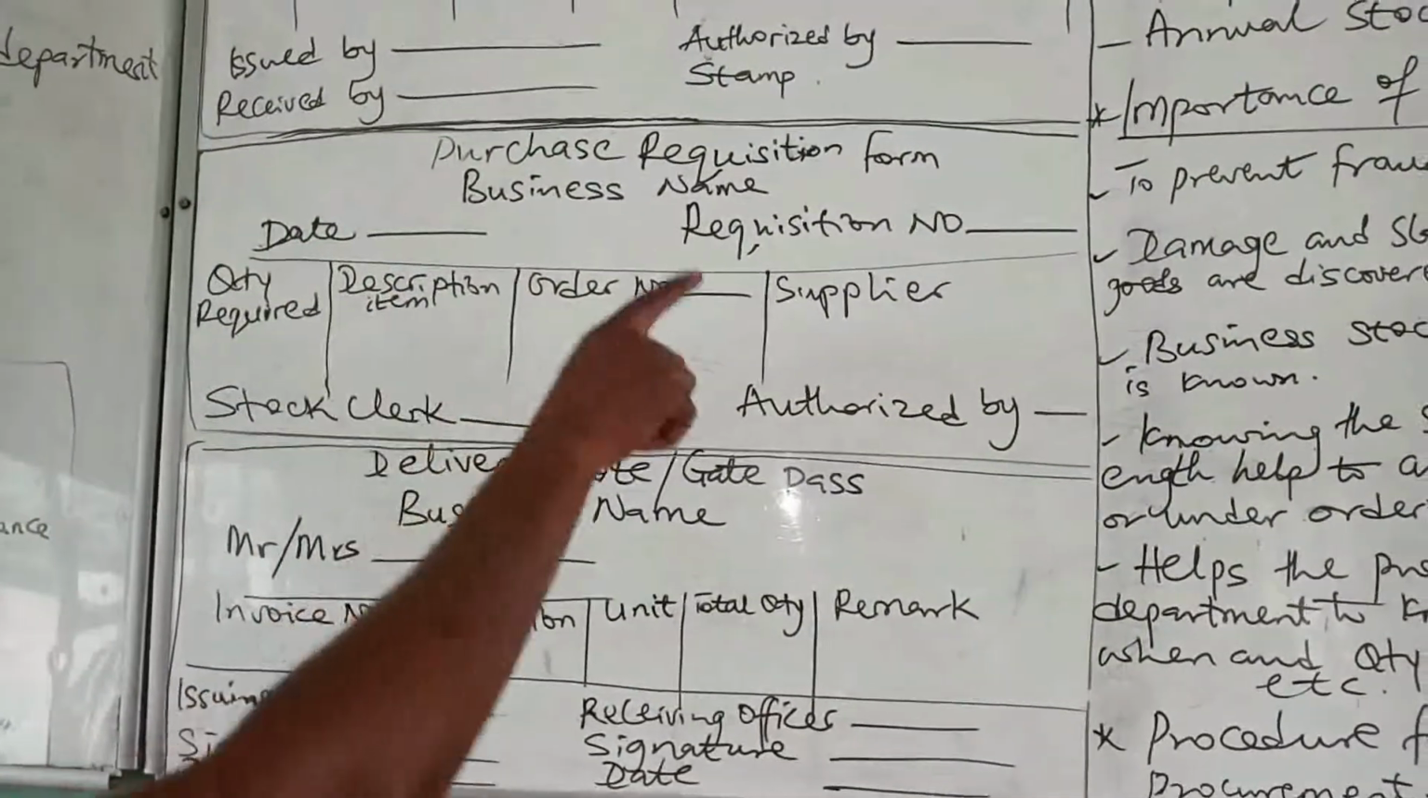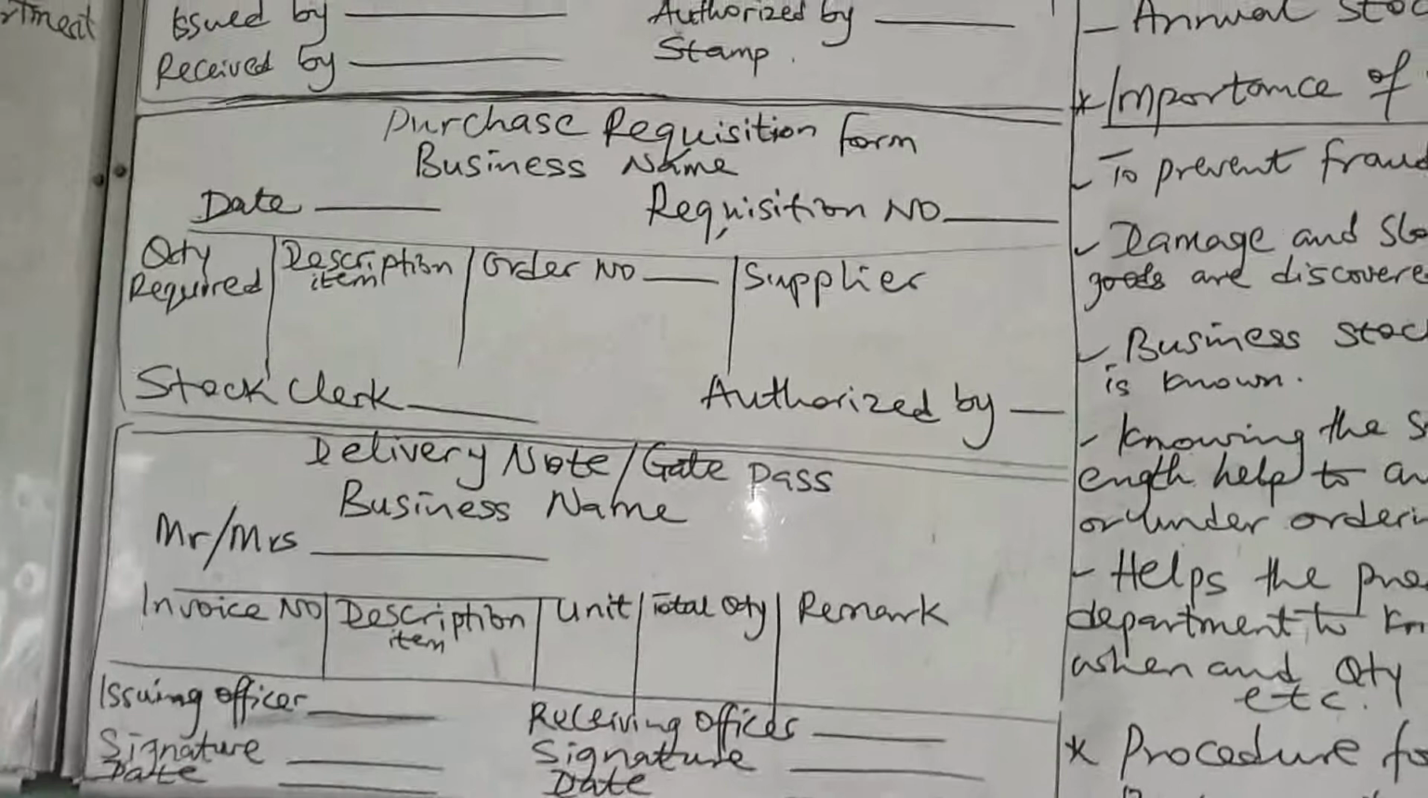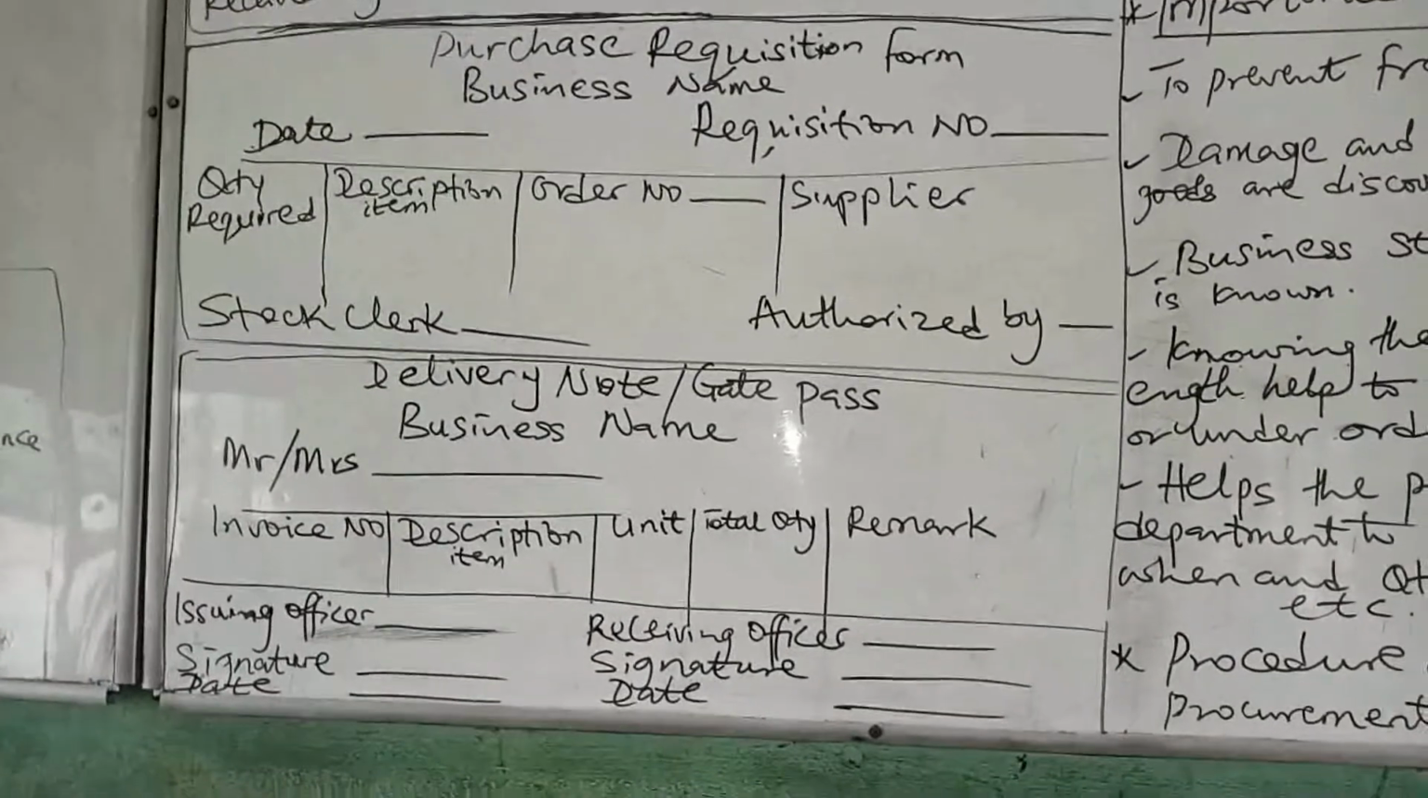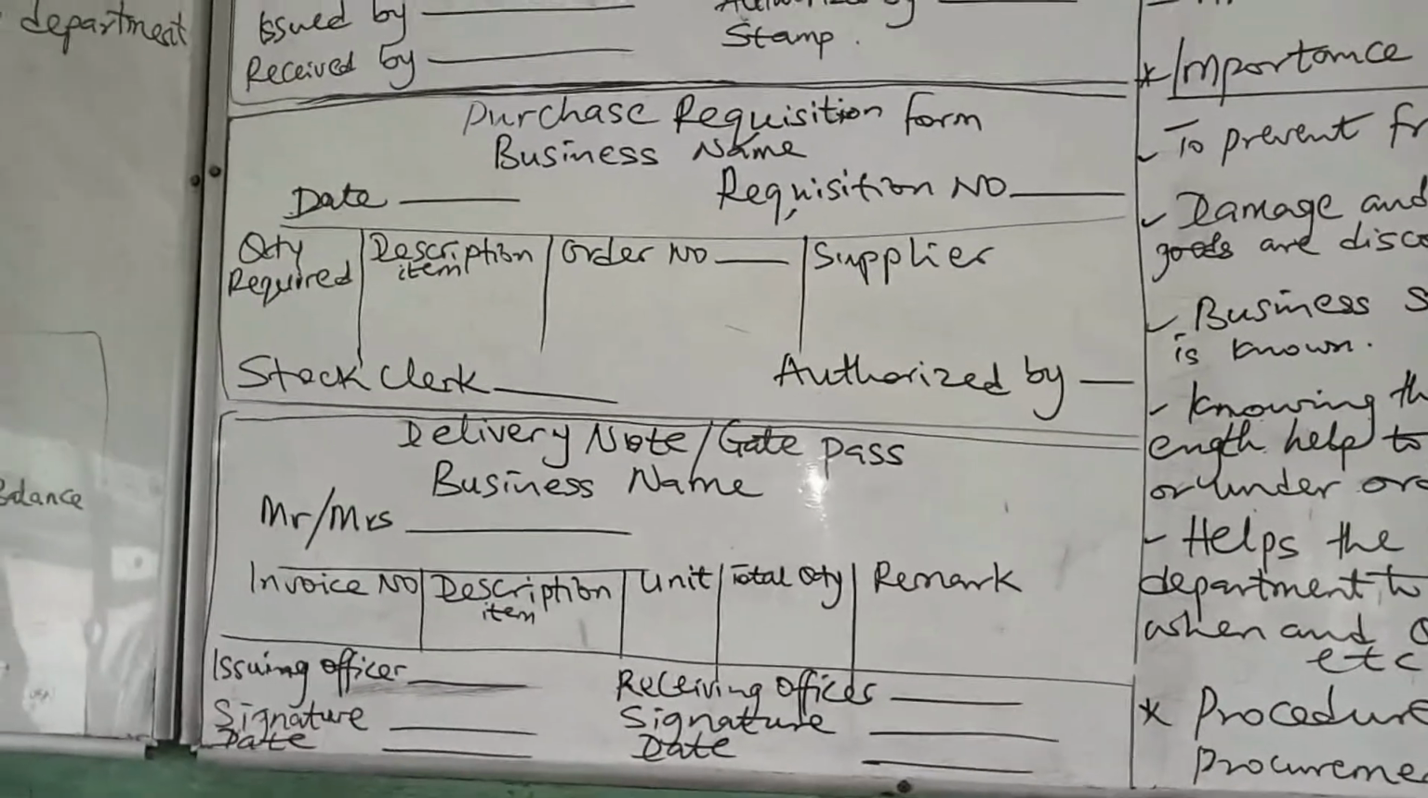Then the purchase requisition form, which we have looked into, is the one that the purchasing department will now use to place an order to the supplier to supply the goods for the organization.